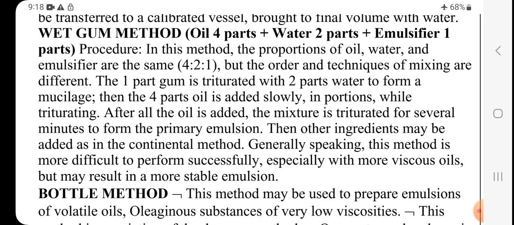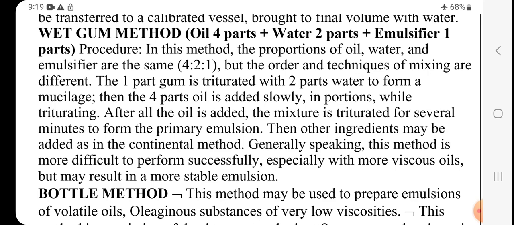Means the order of mixing here is different. First you have to add 1 part of gum plus 2 parts of water, and it will form the mucilage. Then 4 parts of the oil is added slowly while triturating. Once you finish all the oil, it is triturated for several minutes, then you will get the primary emulsion. Then the other ingredients like preservatives, emulsifiers and active pharmaceutical ingredients, that is your API, are added later.